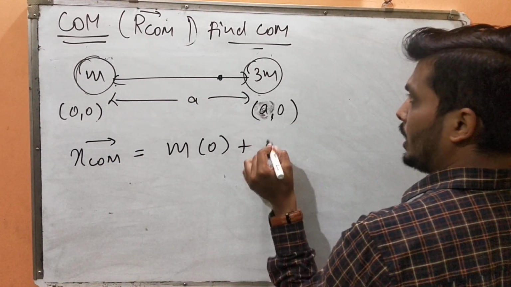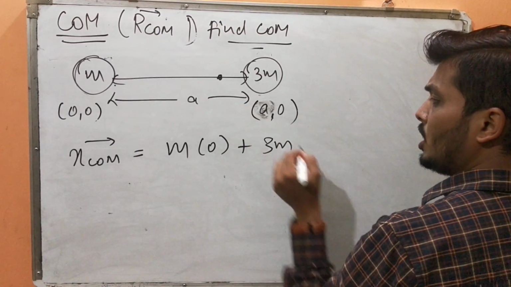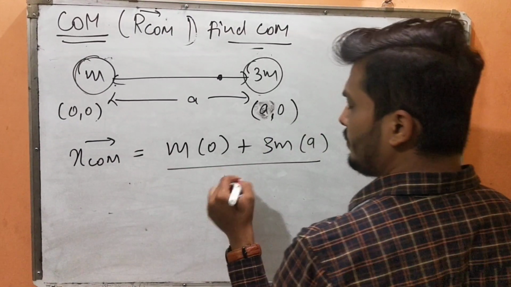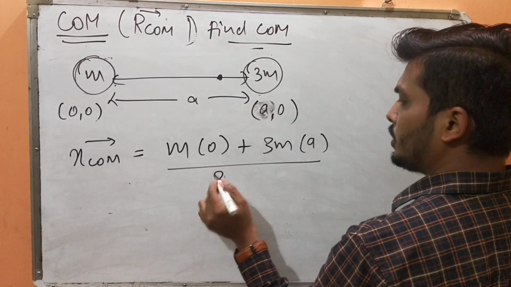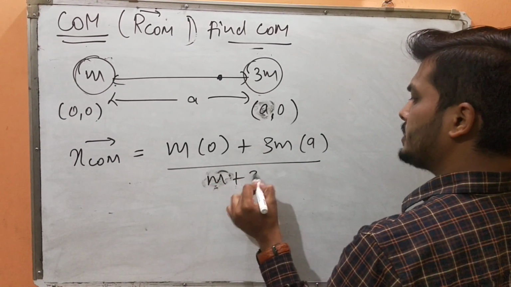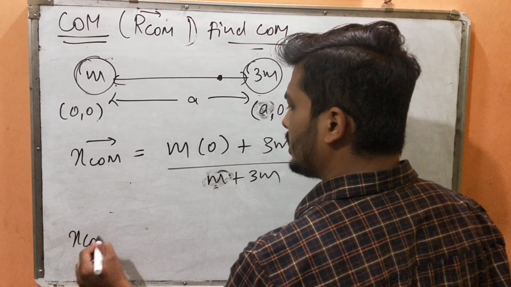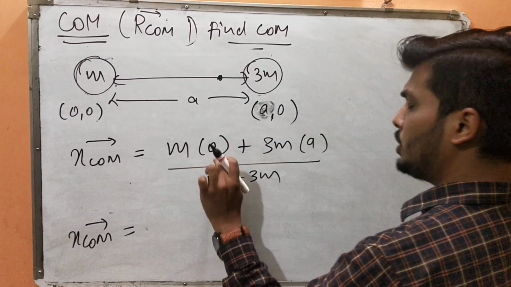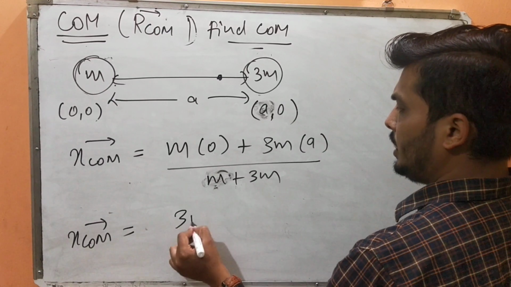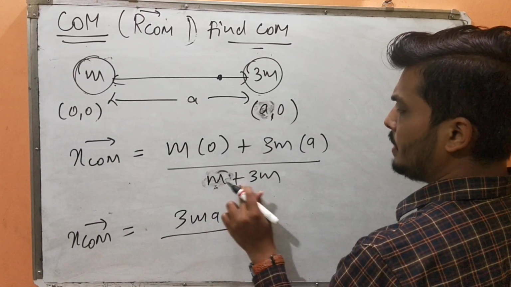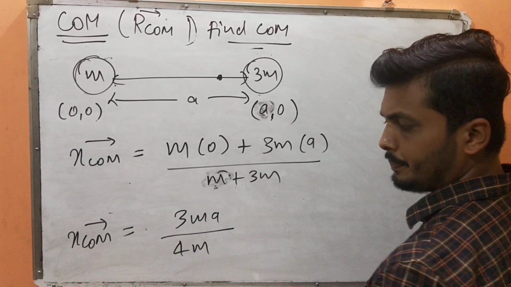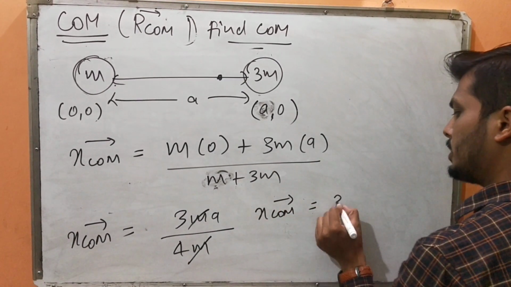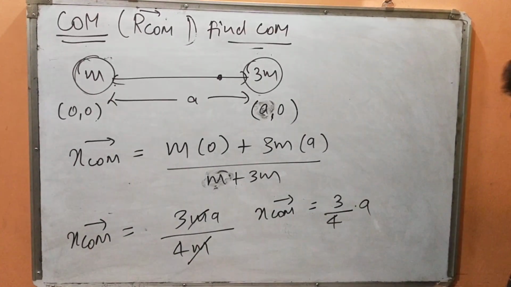What about m2? m2 is 3m. What are the r1 coordinates? a, and y is 0. What is m1 plus m2? m plus 3m. So x center of mass: why am I taking only x? Because there is nothing concerned with the y coordinate. So m into 0 will be 0, plus 3m a, divided by m plus 3m, which is 4m. So m gets cancelled. So x center of mass is 3 by 4 of a.